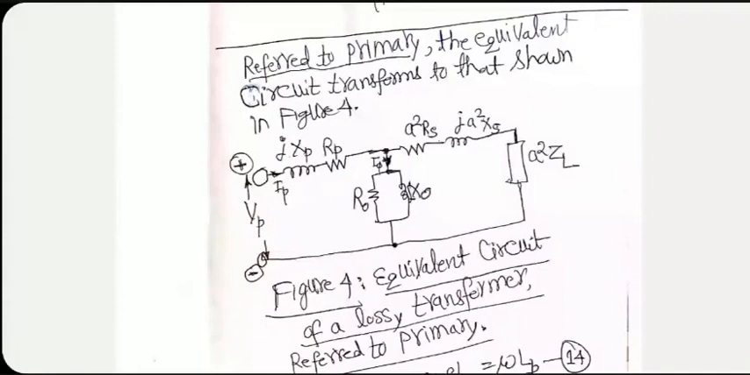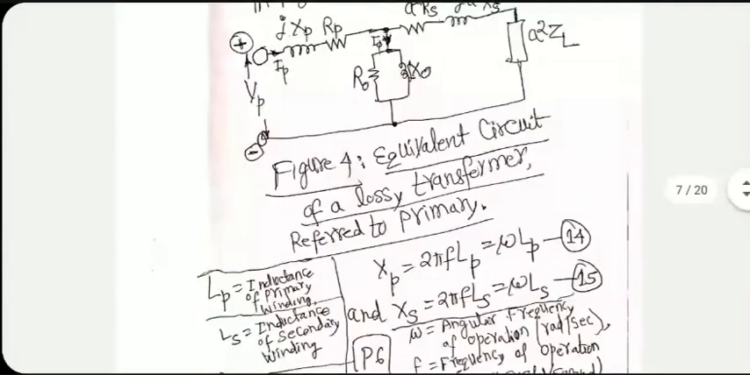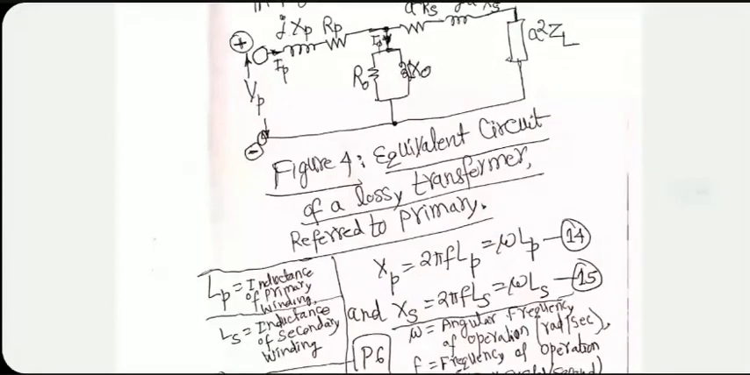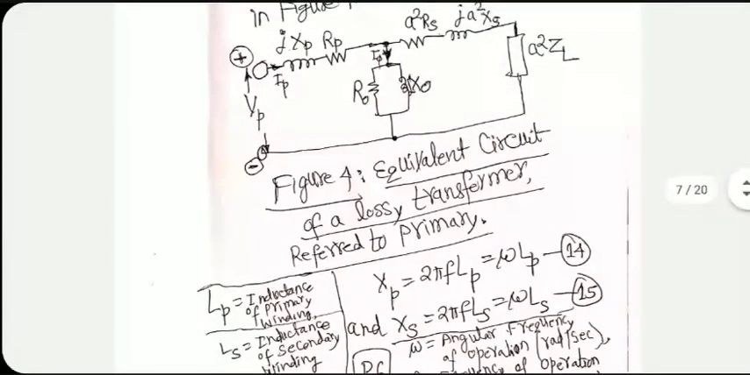This helps in calculating IP quickly for a given VP. XP is 2 pi F LP. If inductance is given in the primary, then you multiply it by 2 pi F to get XP. And the same thing in the secondary.